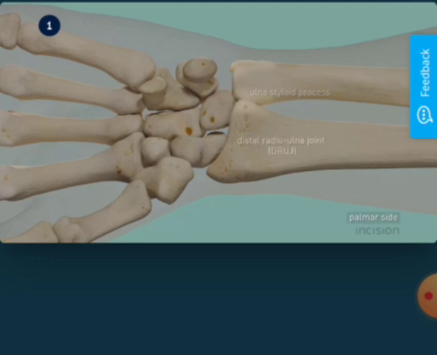The distal radio-ulnar joint, or DRUJ, is the joint between the distal ulna and the distal radius. Injuries of the DRUJ occur frequently with distal radial fractures.